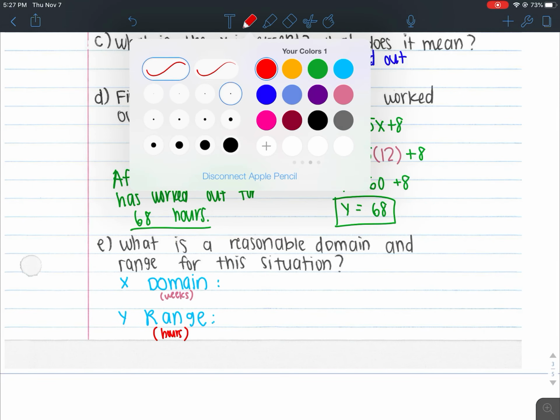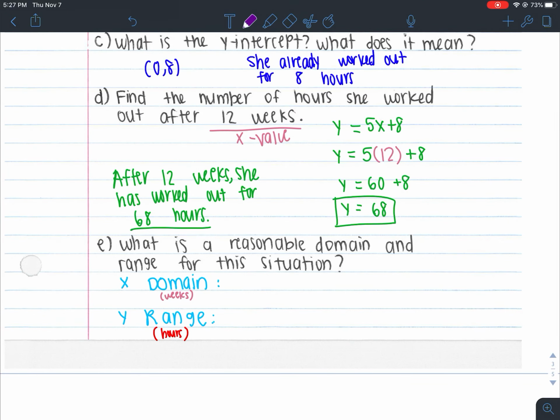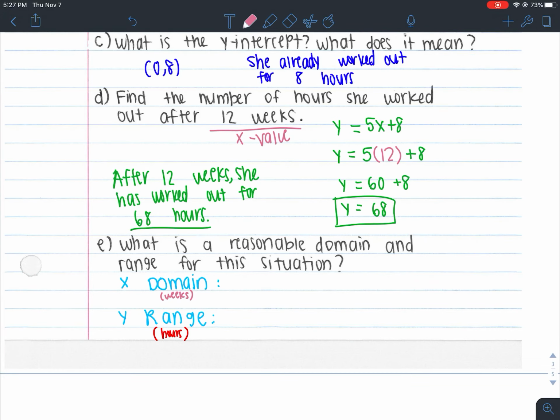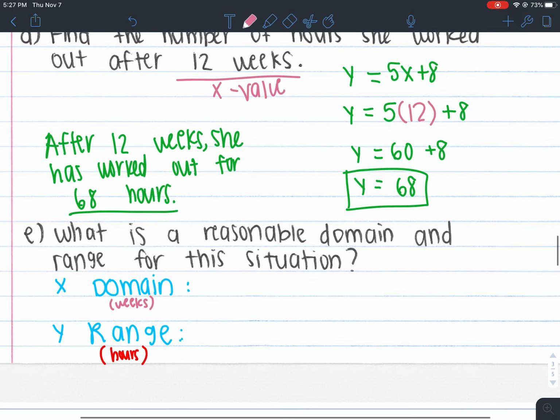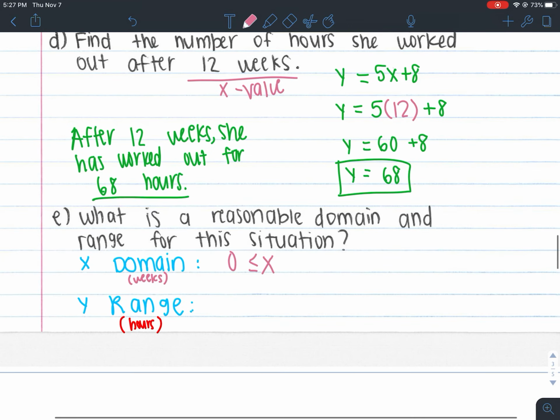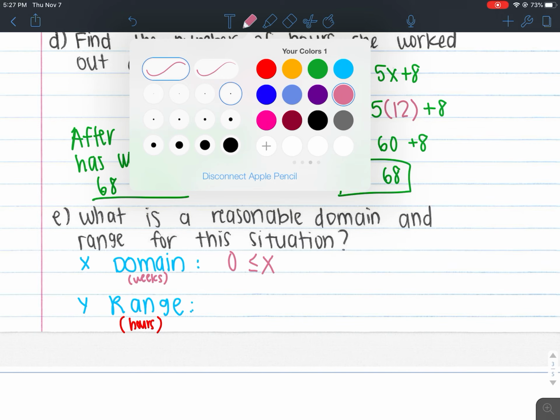Okay, so domain, this is going to be a continuous problem. So we're going to need inequalities again, and I'll tell you why. Because you can have half of a week and you can have half of an hour. So this is going to be continuous. What's the least amount of weeks she could work out for? Well, 0, because she doesn't have to work out any. She's already worked out 8 hours, so it doesn't really matter. Is there a maximum amount of weeks that she could work out? No. She can keep working out forever. So there is no limit over here, so you leave it blank. Okay, so then you're just done with that.